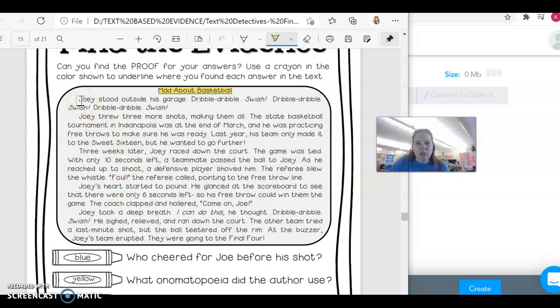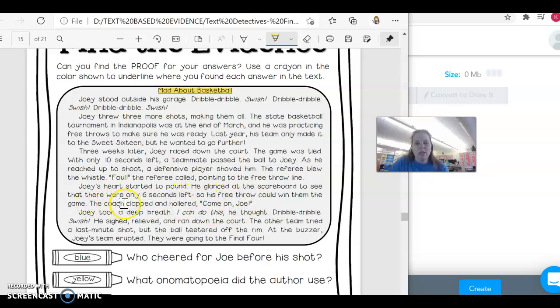It says, Joey stood outside his garage. Dribble, dribble, swish. Dribble, dribble, swish. Dribble, dribble, swish. Joey threw 3 more shots, making them all. The state basketball tournament in Indianapolis was at the end of March, and he was practicing free throws to make sure he was ready. Last year, his team only made it to the Sweet 16, but he wanted to go further. 3 weeks later, Joey raced down the court. The game was tied. With only 10 seconds left, a teammate passed the ball to Joey. As he reached to shoot, a defensive player shoved him. The referee blew the whistle. Foul, the referee called, pointing to the free throw line. Joey's heart started to pound. He glanced at the scoreboard to see that there were only 6 seconds left, so his free throw could win them the game.